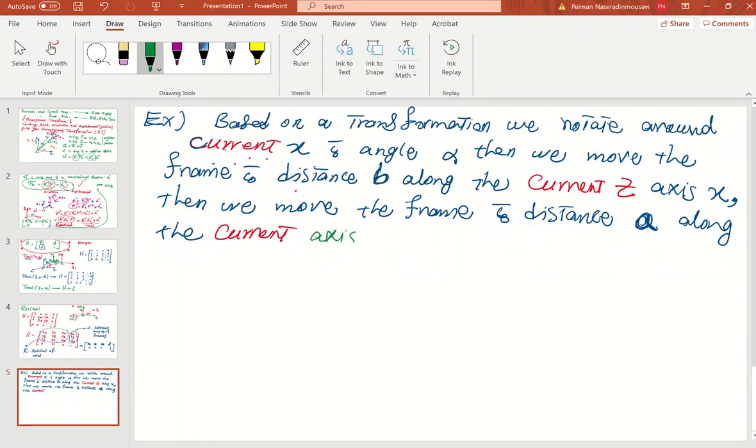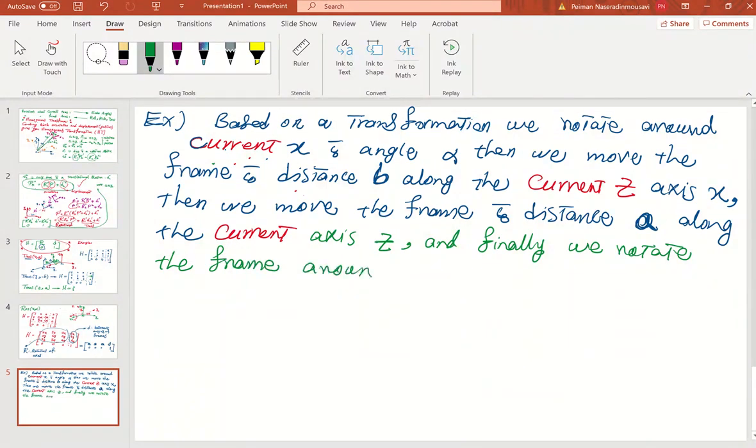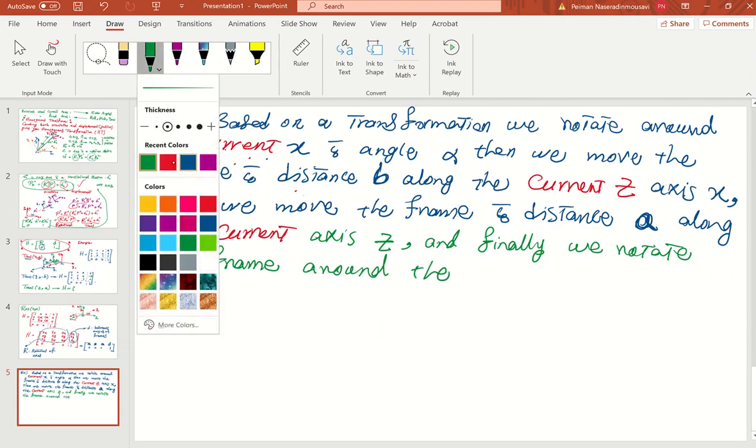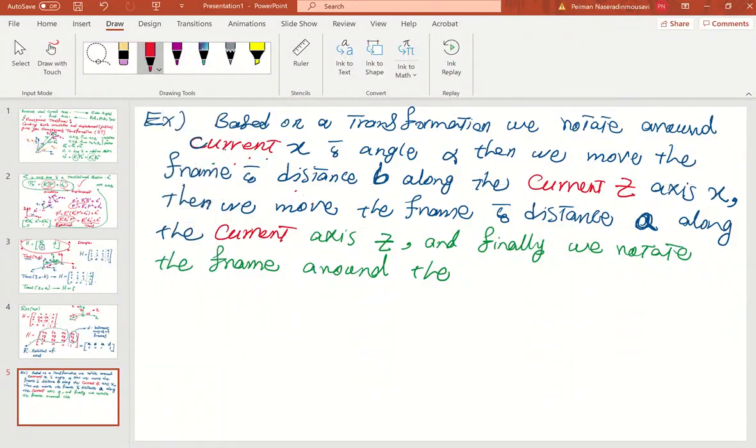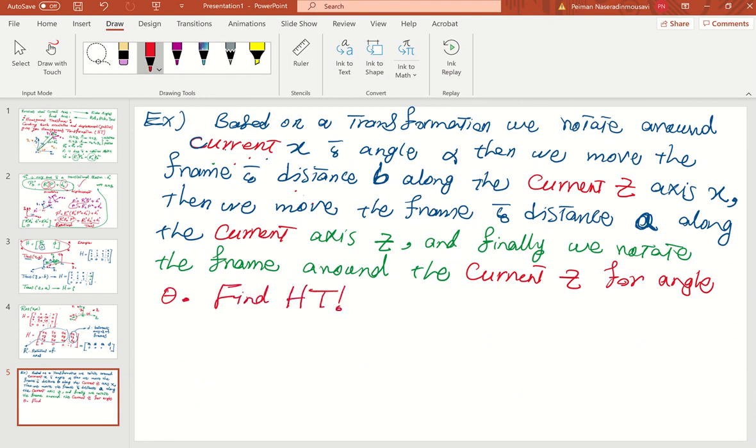On the current axis Z, and finally we rotate the frame around the, again I'm changing the color, the current Z for angle theta. Find homogeneous transformation, guys.